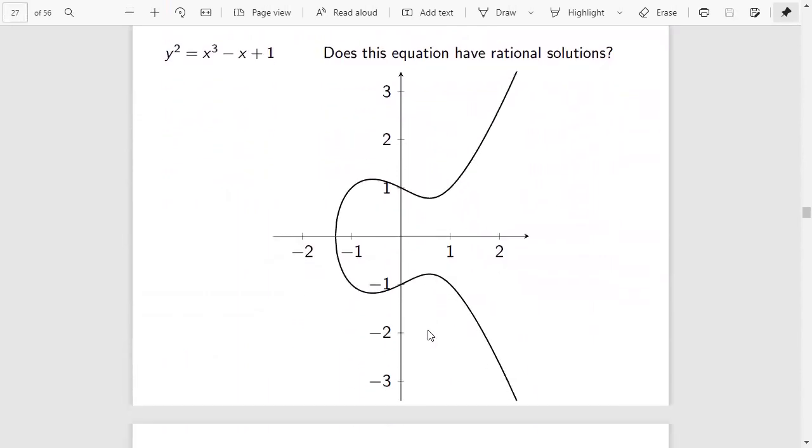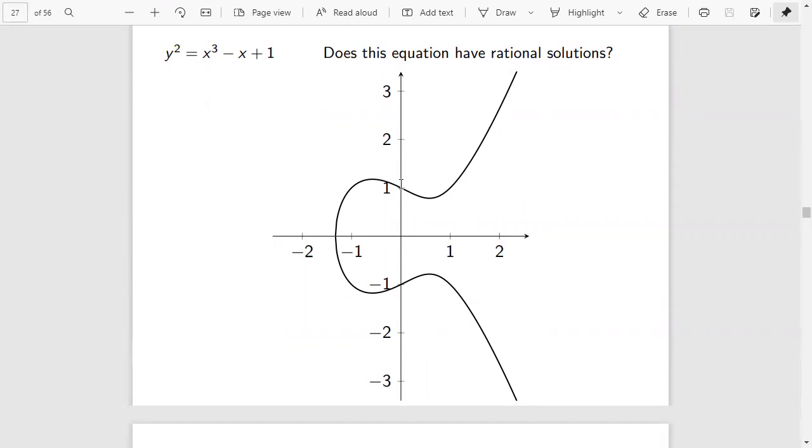Okay, so that was degree 2. Degree 1, of course, is easier. Degree 1 is just a line. What about degree 3 equations? So does this equation, y squared equals x cubed minus x plus 1, have any rational solutions? Yeah, what do you think? 0, 1. Okay, great.